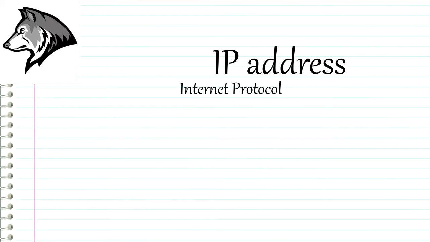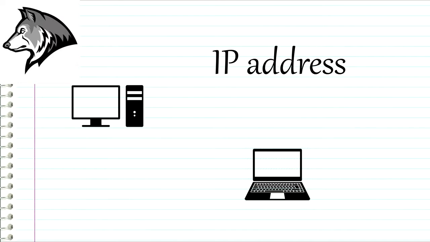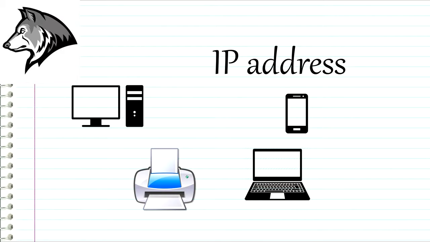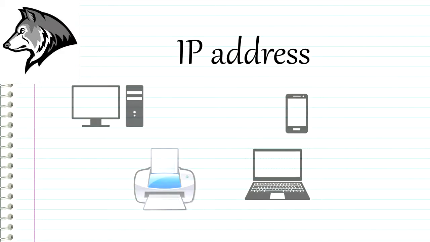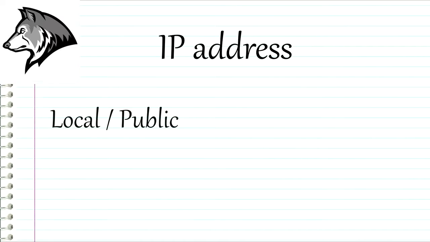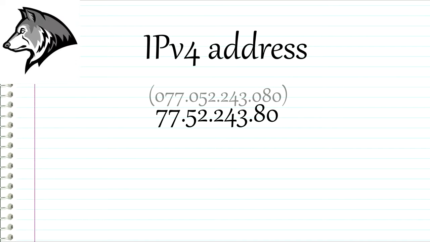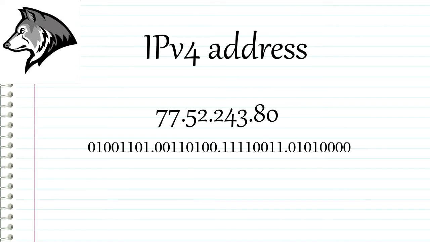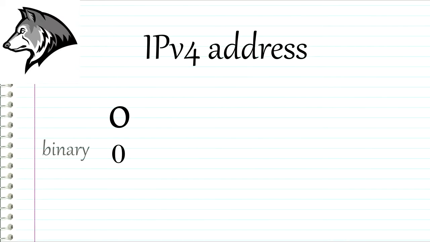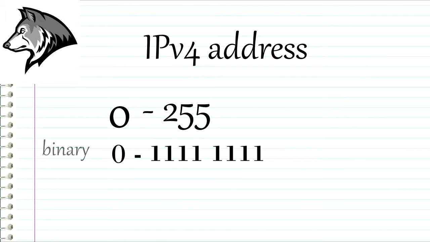Let's talk now about the IP addresses. Each computer, printer, cell phone, or other networkable device has one. We can divide IP addresses on local and public, and on static and dynamic. An IP address looks like this. So 4 3-digit numbers in decimal numbering system, meaning 32 binary digits. They can go from value 0 to 255.